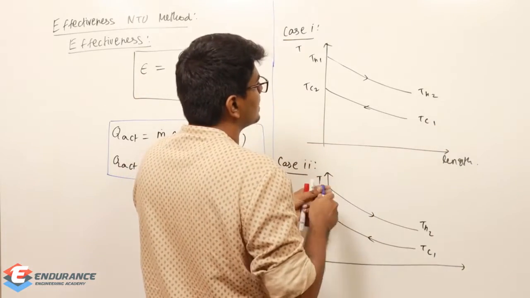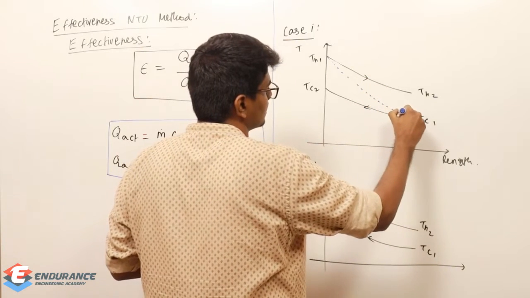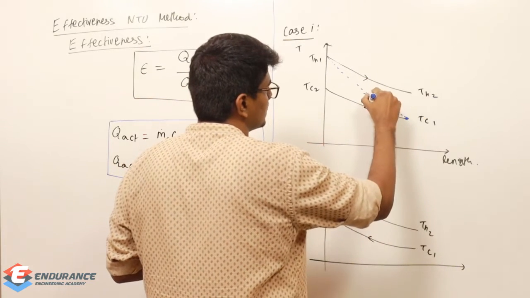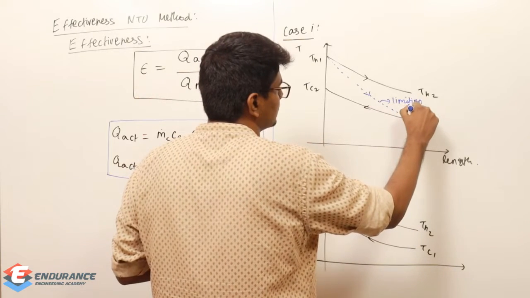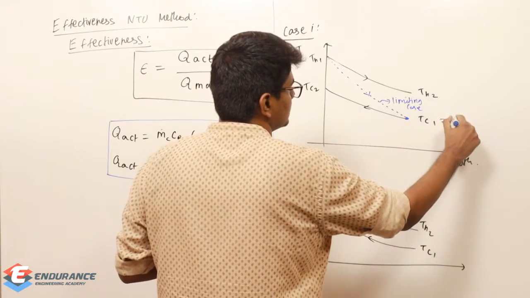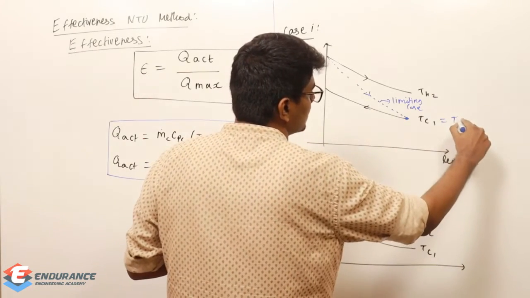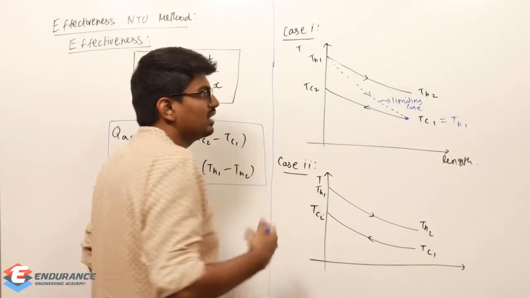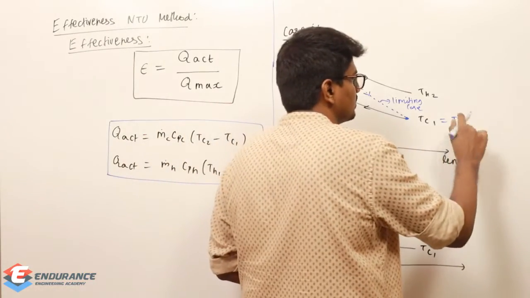The minimum possible TH it can reach, the limiting case, will be this only, right? This is the limiting case, and that is our case 1 also. Okay, so TC1 will become TH2. What I meant to say, TH2. Okay, TC1 will be TH2.